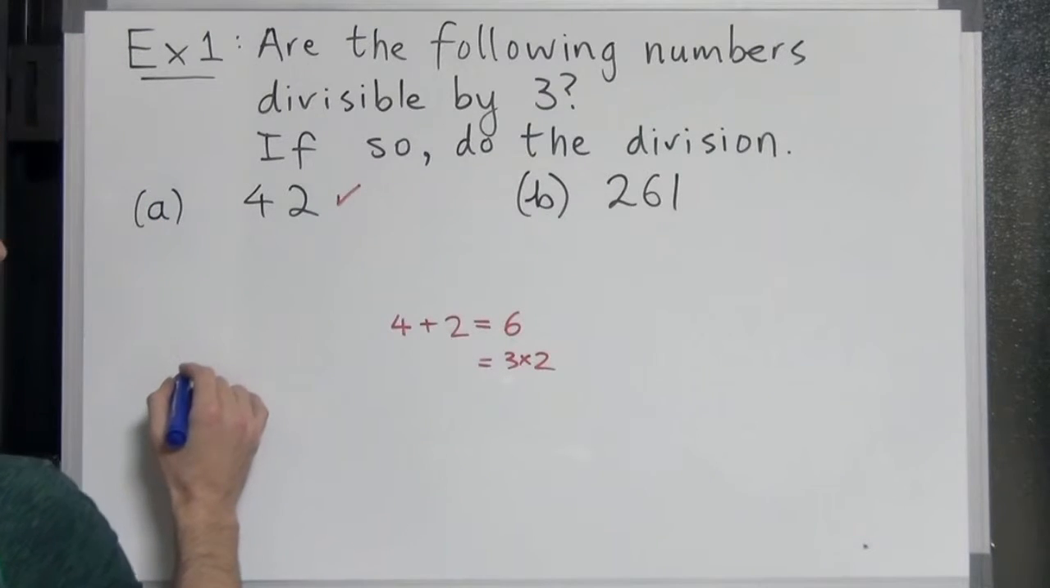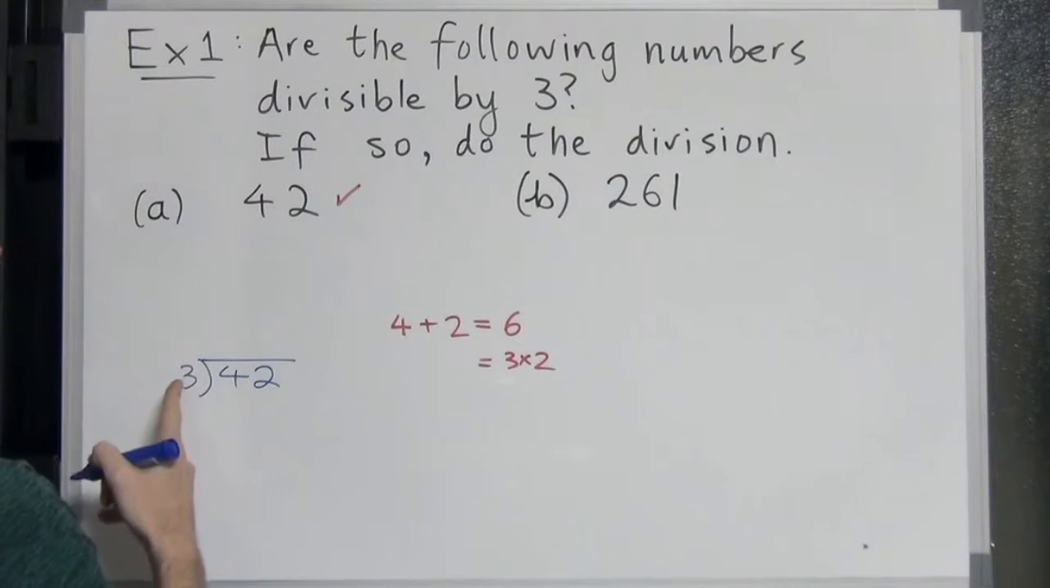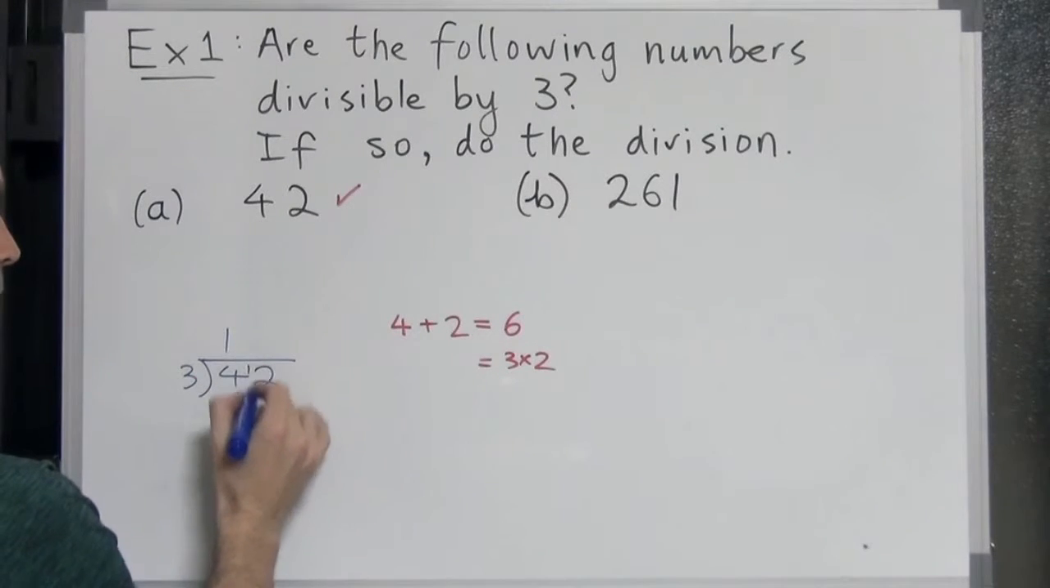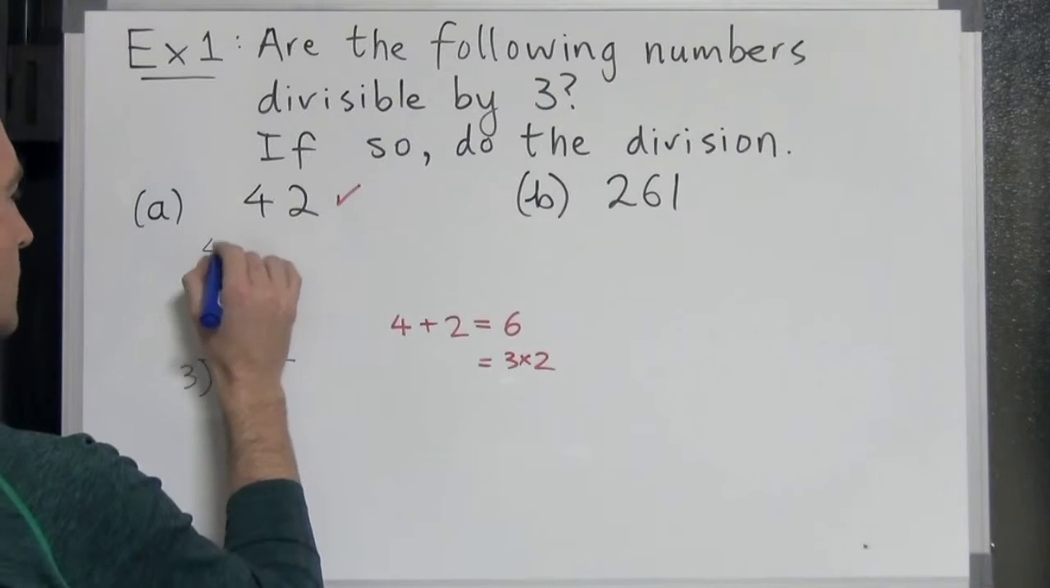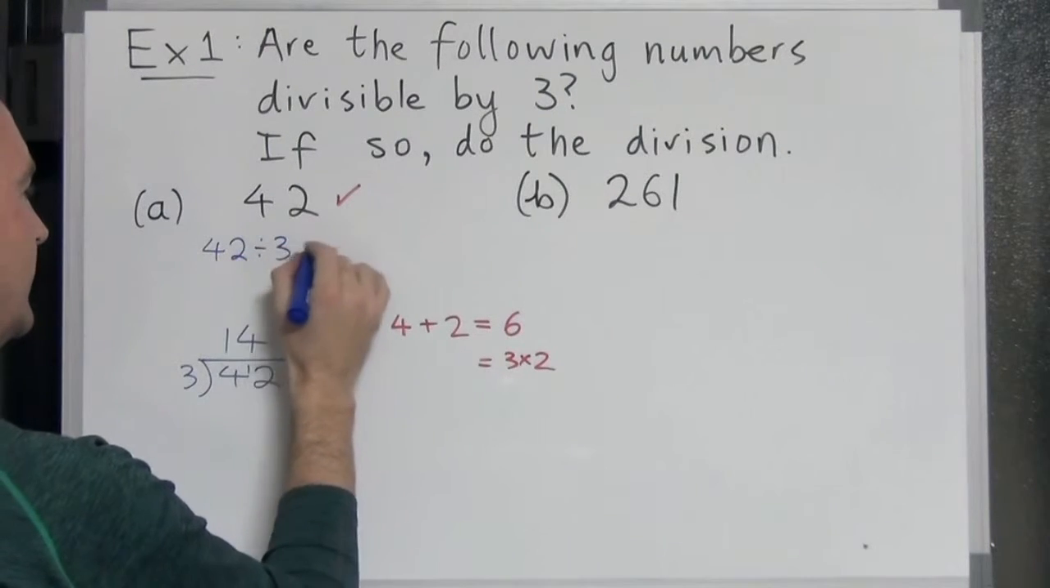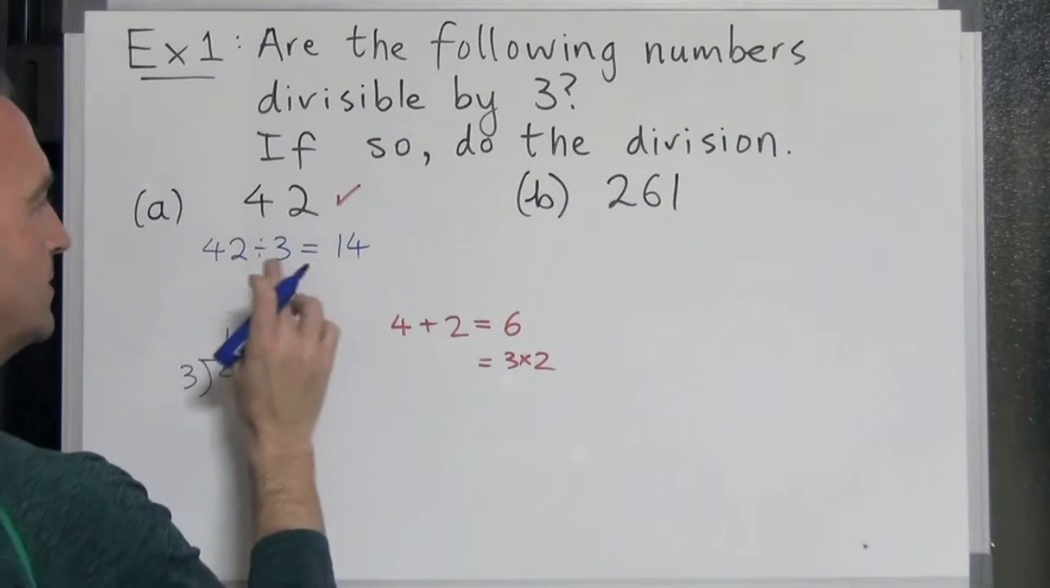So let's do it. We already know this will work and give us no remainder. We just want to know what the other factor is. 3 goes into 4 once, remainder 1. 3 goes into 12, 4 times exactly. So in other words, 42 divided by 3 equals 14 exactly with no remainder. 42 is divisible by 3.